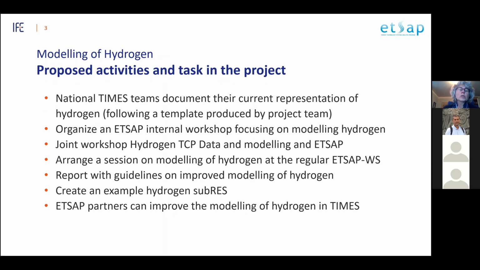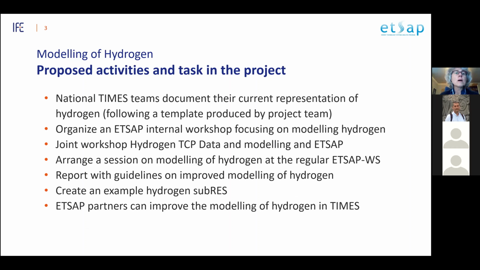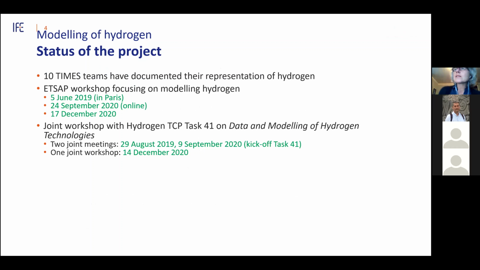So we proposed a few activities and tasks in the hydrogen modeling project. And I think I'll just go very quickly to the next, because here we have the activities that we proposed, but also the status. So 10 TIMES teams have documented the representation of hydrogen. And we have had 3 ETSAP workshops focusing on modeling hydrogen. We had one in Paris in 2019, and then we had an online one in September this year, and now we have this session in this winter workshop.